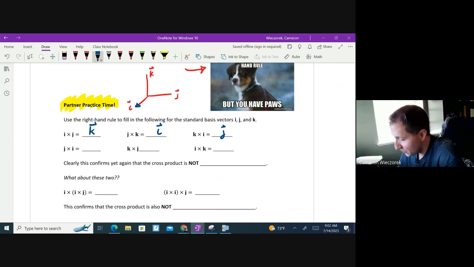If you flip the order, you could curl your fingers all over again and do this, but you could also just use our property from the first page. This would switch 2 rows of the determinant. So this would just change the sign from the one directly above it. This would be negative k, this would be negative i, and this would be negative j. Again, what does this confirm? The cross product is not commutative. If I switch the order of my two vectors, I get an opposite result.